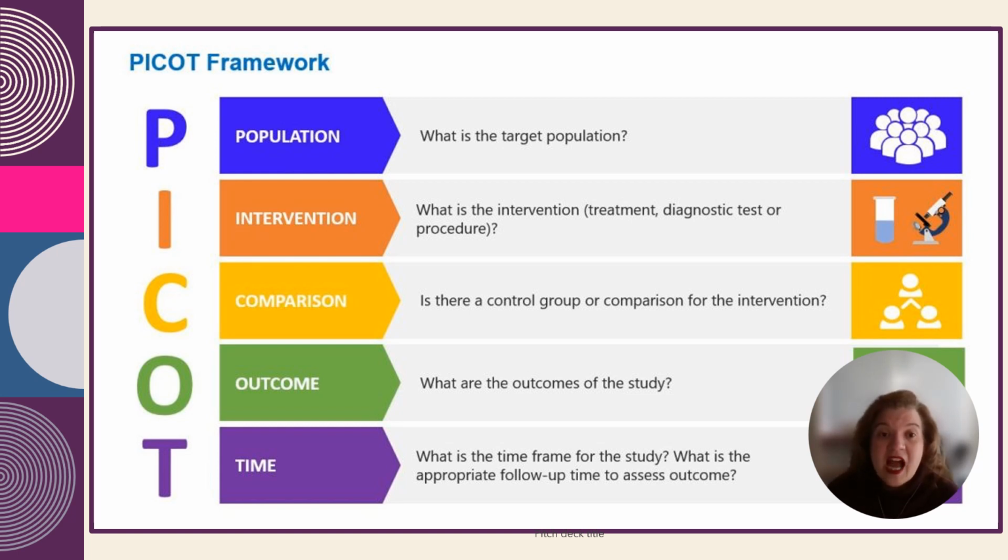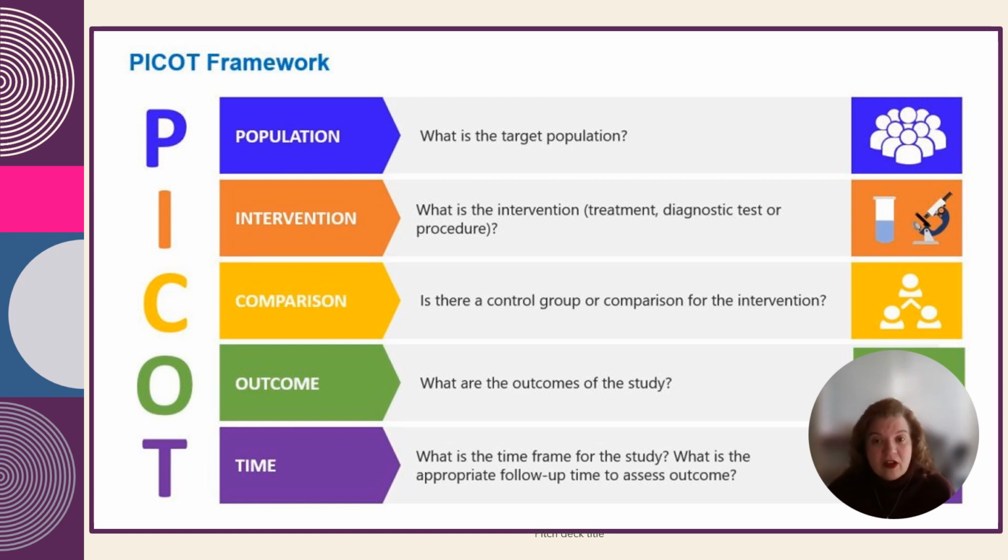Okay, moving on. I is your intervention. What evidence-based strategy or practice change are you planning to implement? What action are you taking? Next, we have the C. C represents your comparison group. Since you are completing a quality improvement project and not a research project, your comparison is simply the current standard of care.